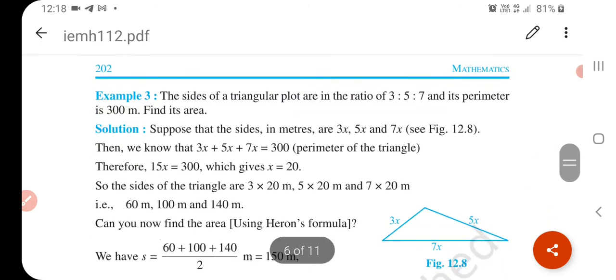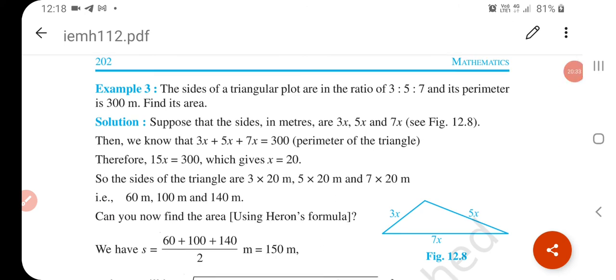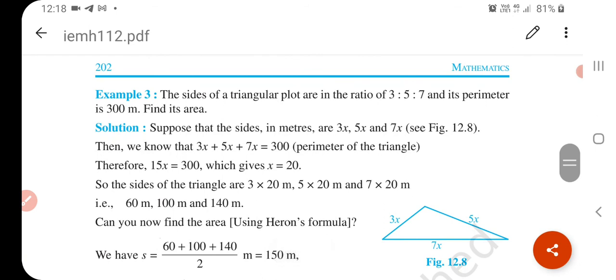Okay students, now let's see example number 3. So what is example number 3? The sides of a triangular plot are in the ratio... If the ratio is given, it's very easy to find the sides. Finding the sides is very easy when the ratio is given. Okay, so suppose the sides in meter are 3x, 5x and 7x.